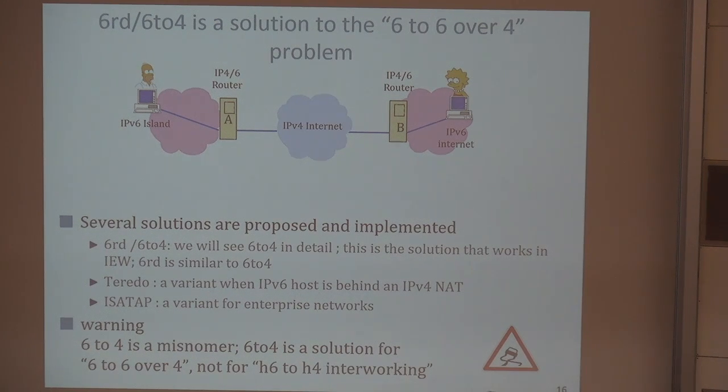I will not explain 6RD because it's exactly the same as 6to4, except for the addresses, which are not the same. And there are other variants, Teredo and ISATAP, that are in the slides, but that we will not see today. Just a warning: 6to4 is, I think, a bad name for that. 6to4, for me, alludes to an interworking solution, but it's not. 6to4 is not how you interconnect 6 and 4; it should be called 6-over-4 or 646, or something like this.